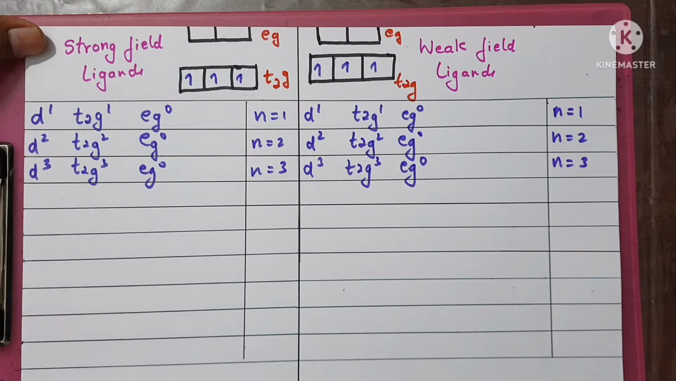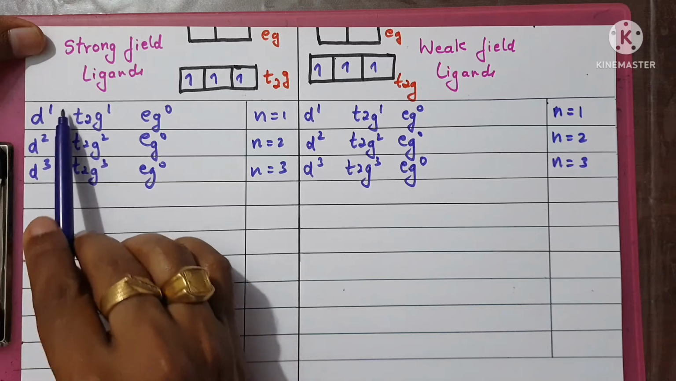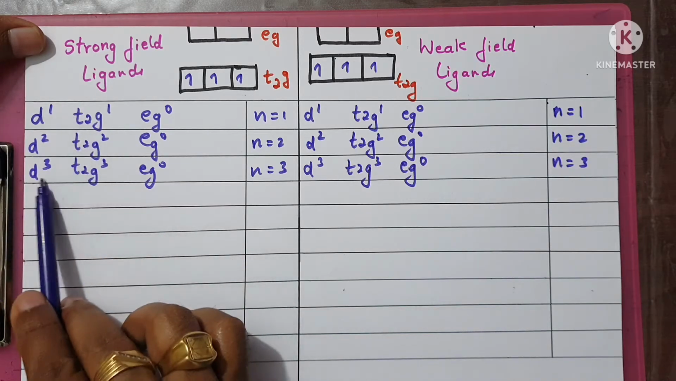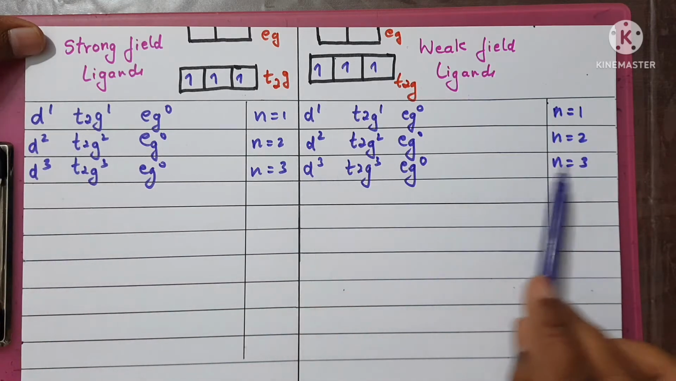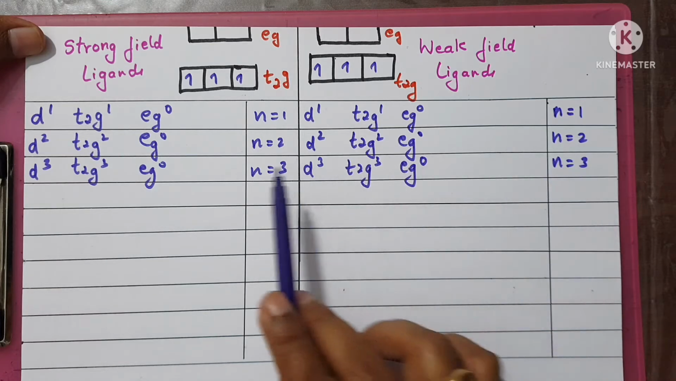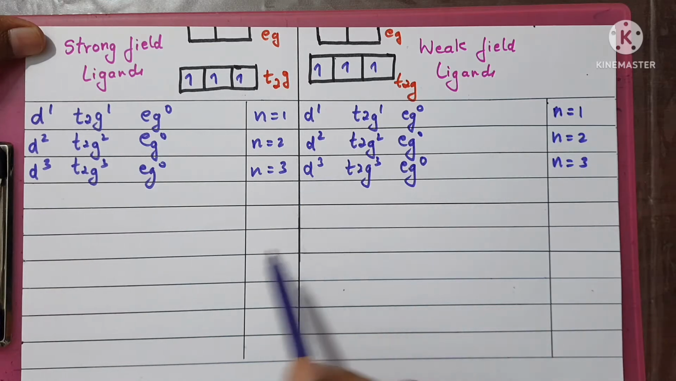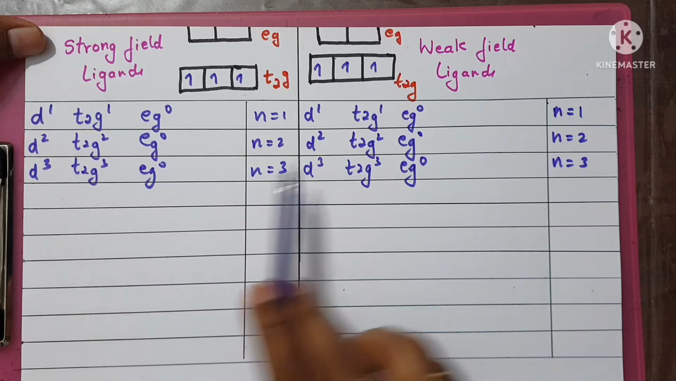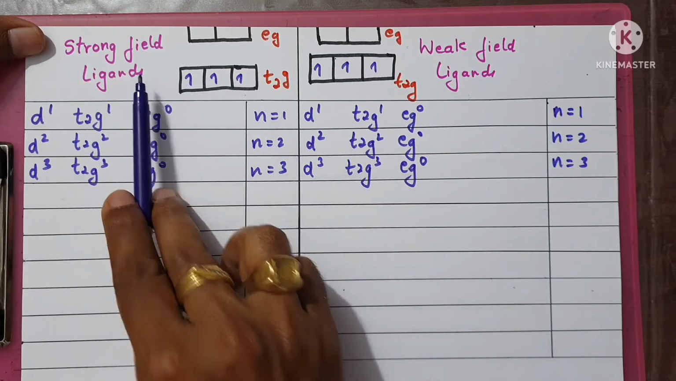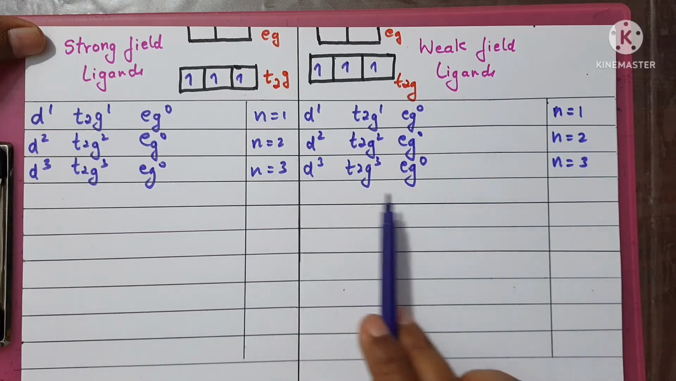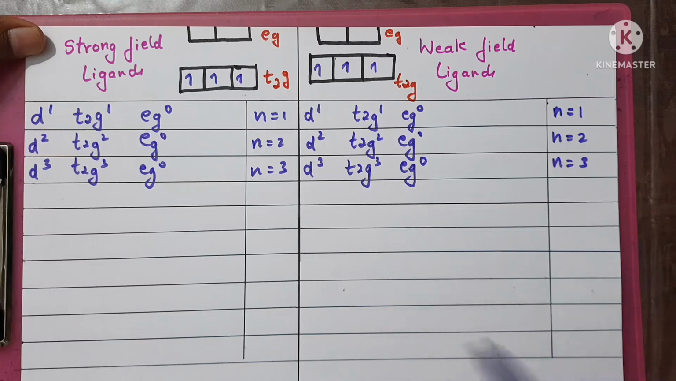If you observe here, children, from d1 to d3, the number of unpaired electrons is the same in both cases. The electronic configuration for both strong field as well as weak field is the same. Now we'll go for the next one.